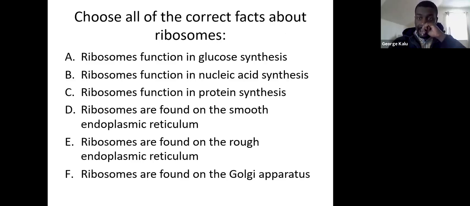All right. So we've already talked about the mRNA. The next thing that we're going to be looking at here is the ribosomes. So before we get into that, we want to choose all the correct facts about ribosomes. There's two answers for this one. So we have A, ribosomes function in glucose synthesis. B, they function in nucleic acid synthesis. Or C, ribosomes function in protein synthesis. D, ribosomes are found on the smooth endoplasmic reticulum. E, they're found on the rough endoplasmic reticulum. Or F, they're found on the Golgi apparatus. Which two of these are true?